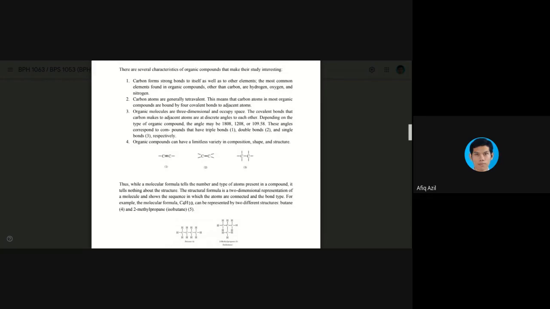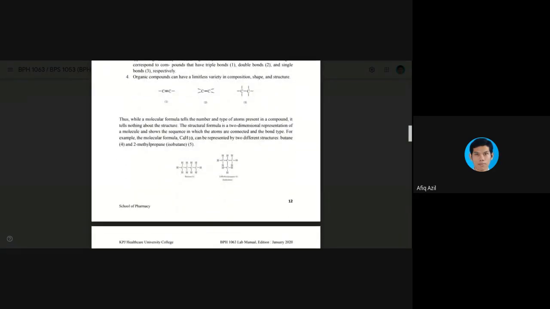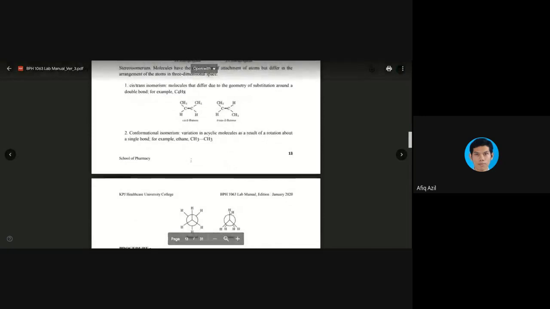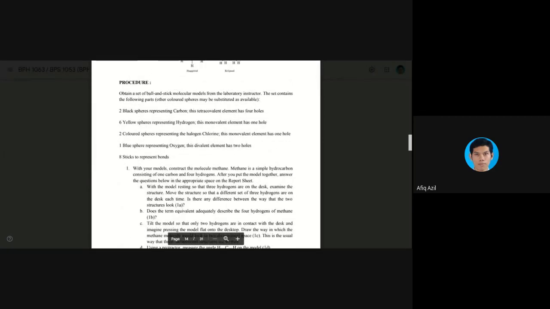So it is how the visualization of this compound is interpreted on a piece of paper. By using 3D models, you can actually see it, turn it around, and twist it. That is what you are supposed to do. But later I'll show you how to do it, maybe using one of the software. So this is all as what is in the notes. Okay, so I'm going to go straight to the procedure.